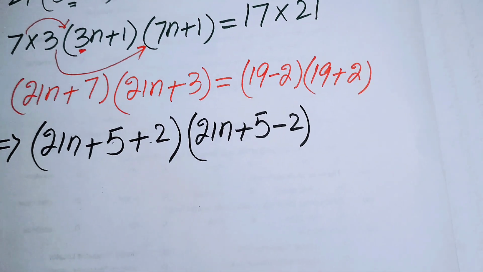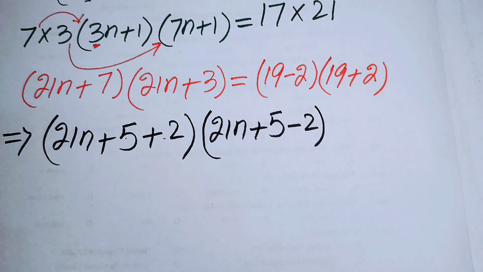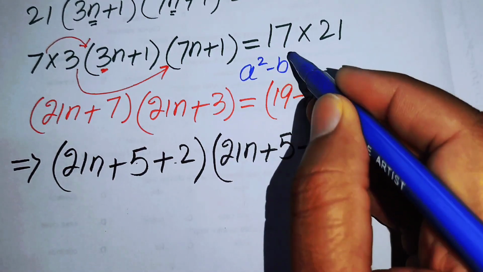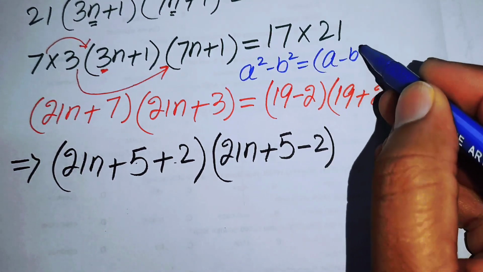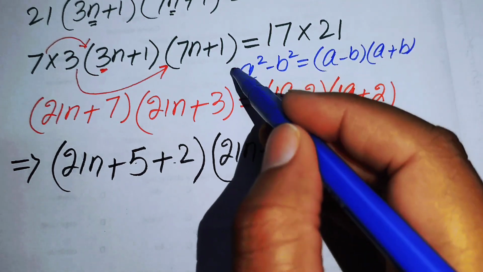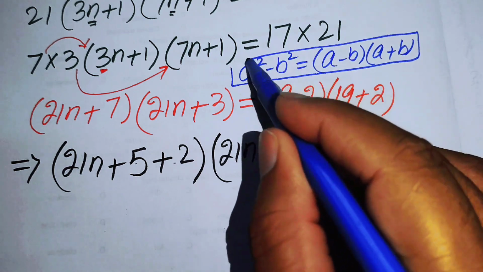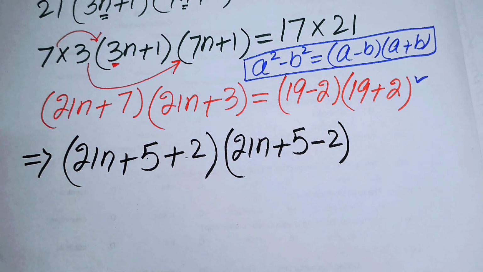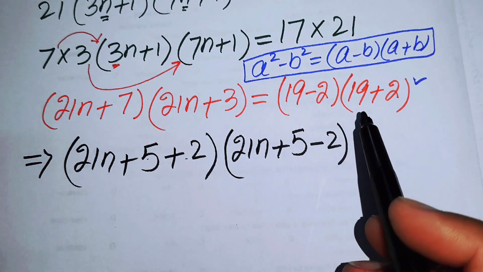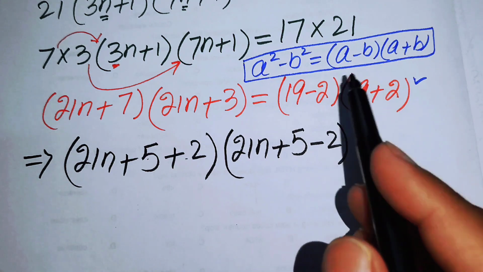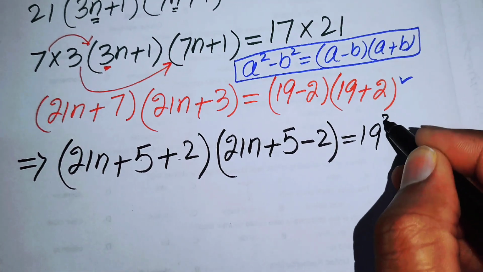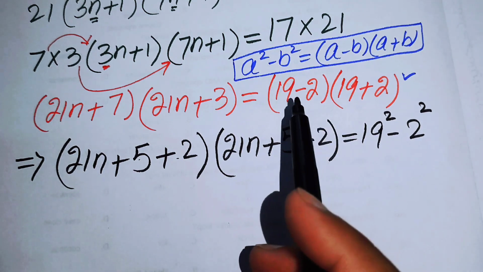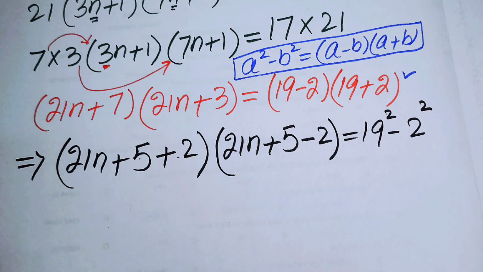And on the right hand side we will use a nice square identity, and you know this identity: a squared minus b squared is equal to (a minus b) times (a plus b). So now we can use this identity on the right hand side, where you have (19 minus 2) times (19 plus 2). When you apply this identity, you get 19 squared minus 2 squared, because 19 squared minus 2 squared becomes (19 minus 2) times (19 plus 2).